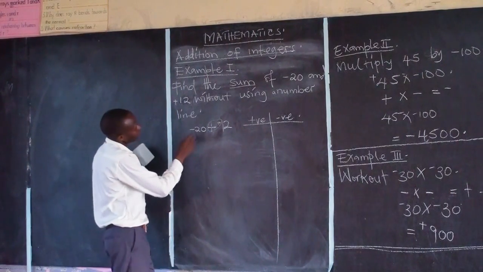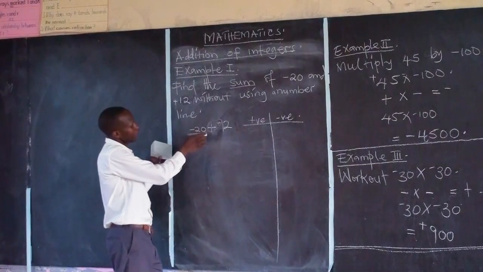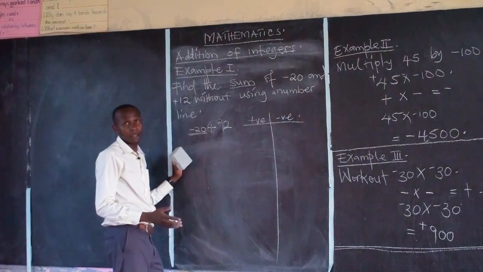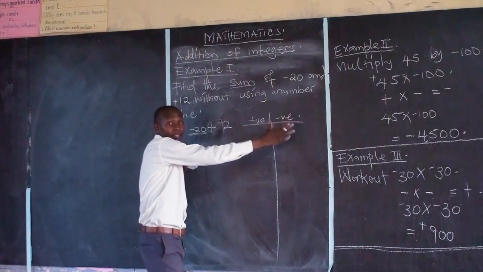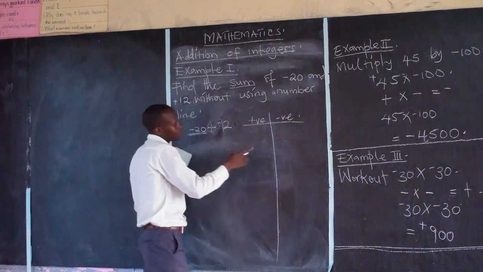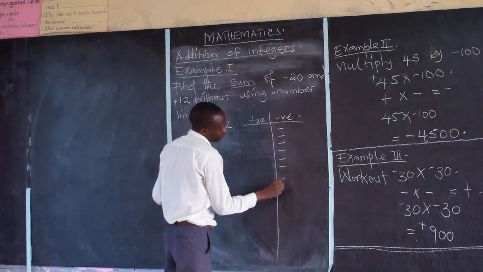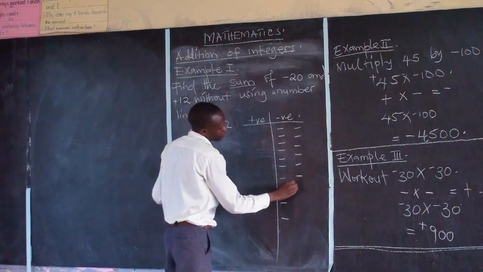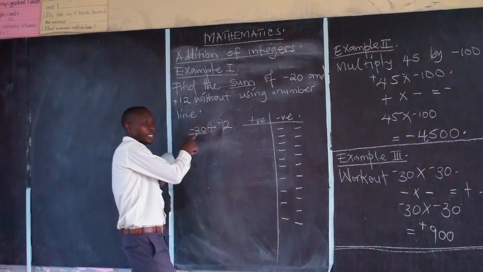Looking at the first number here, we have negative 20, so we have identified negative signs. This is my negative side, right? So I have to put there 20 negative signs. I'll say this is 1, 2, 3, 4, 5, 6, 7, 8, 9, 10, 11, 12, 13, 14, 15, 16, 17, 18, 19, 20, because I have negative 20.